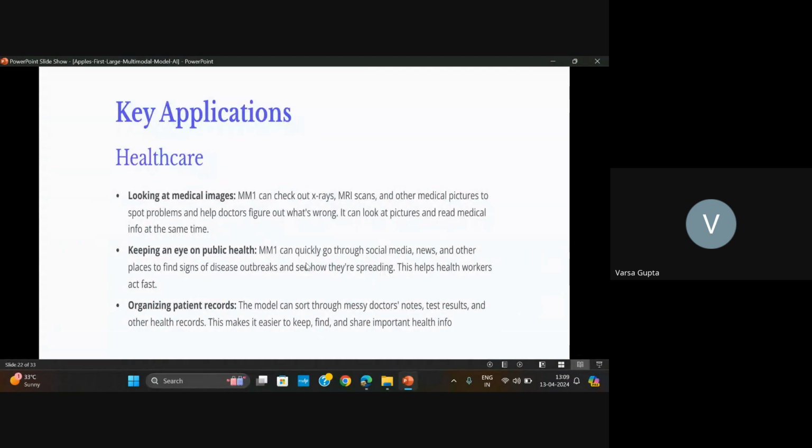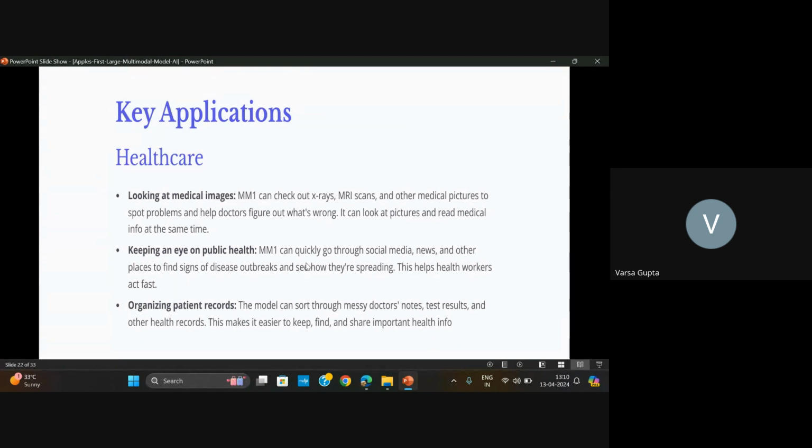If we see the key applications in the healthcare sector, MM1 can be good at looking at medical images. MM1 can check X-rays, MRI scans, and other medical pictures to spot problems or diseases associated with them. This can help the doctor save both time and effort, so that they can look into other important things in the medical sector.